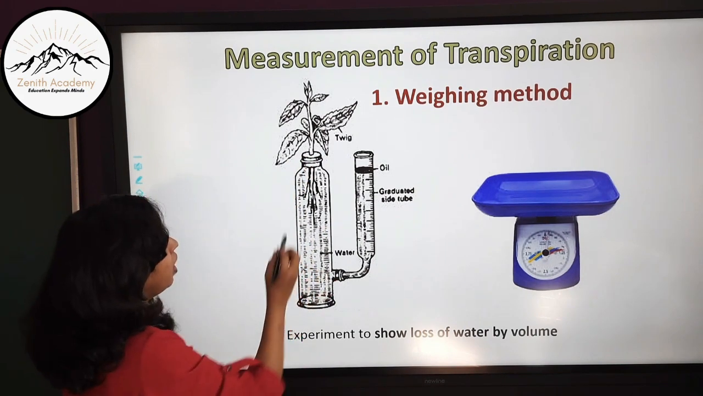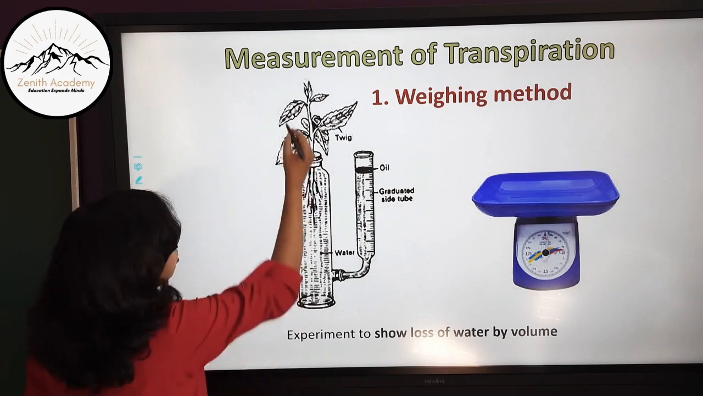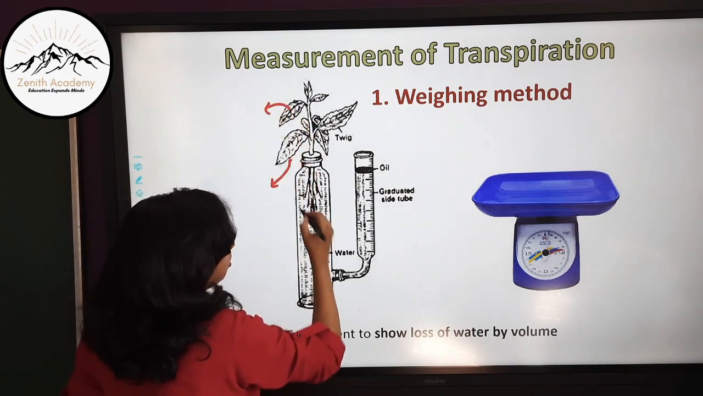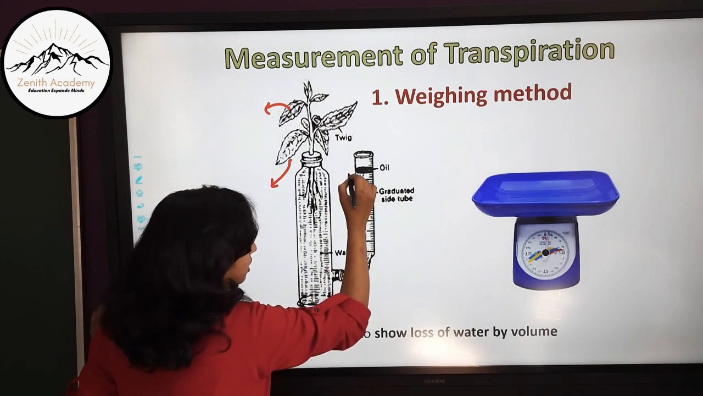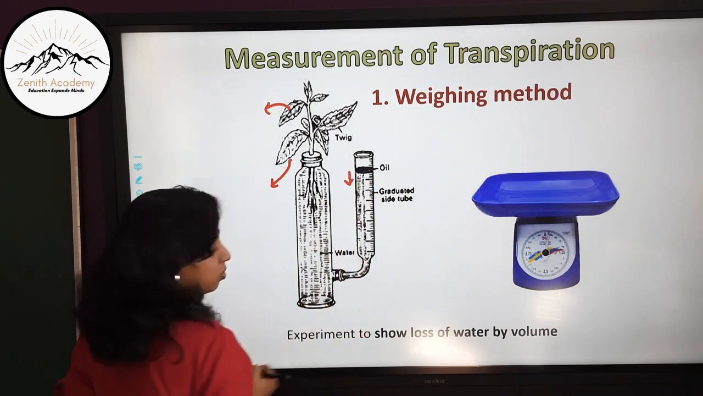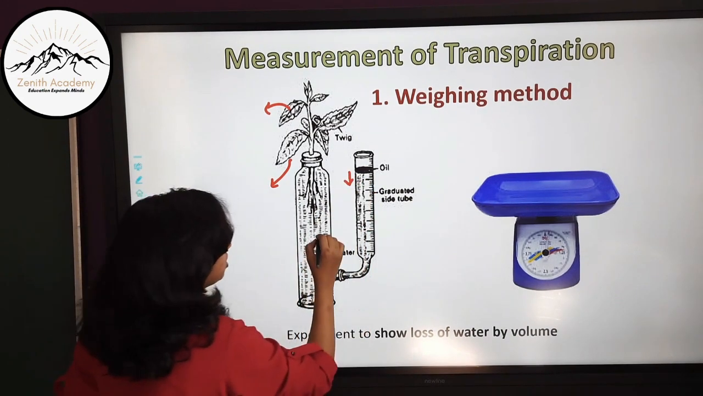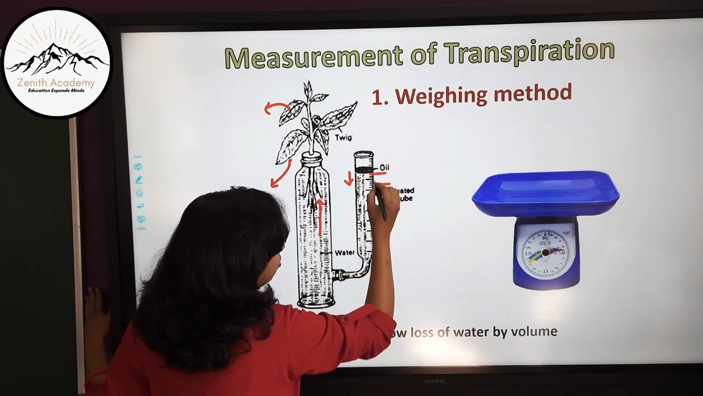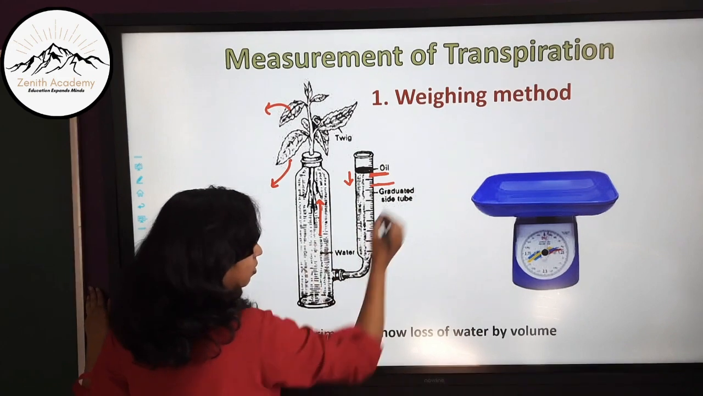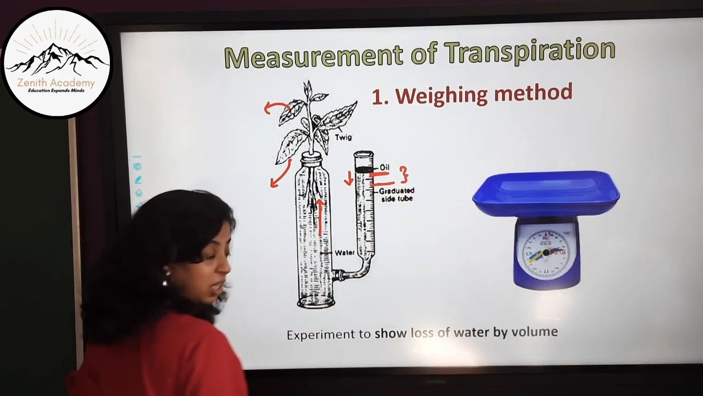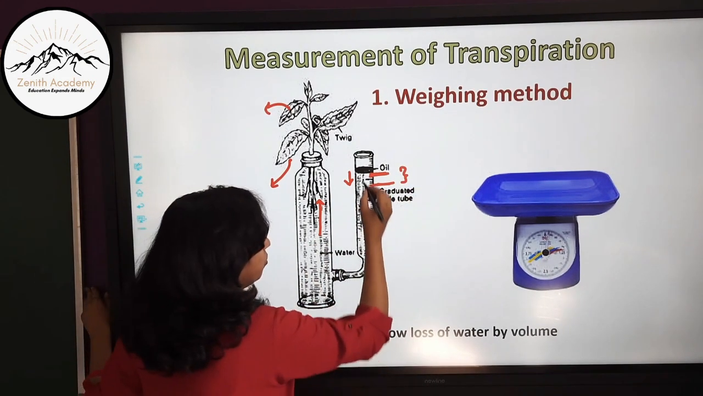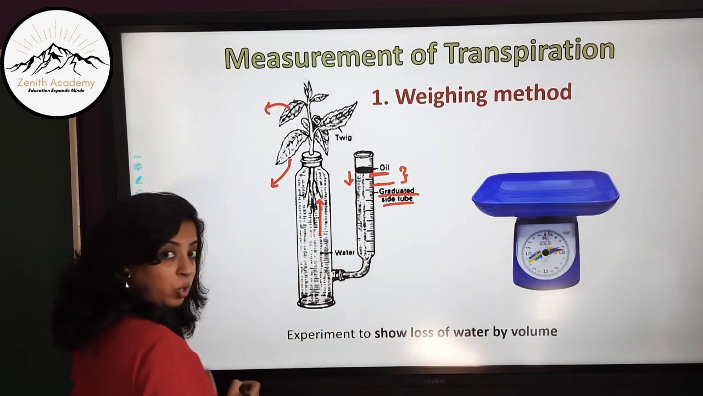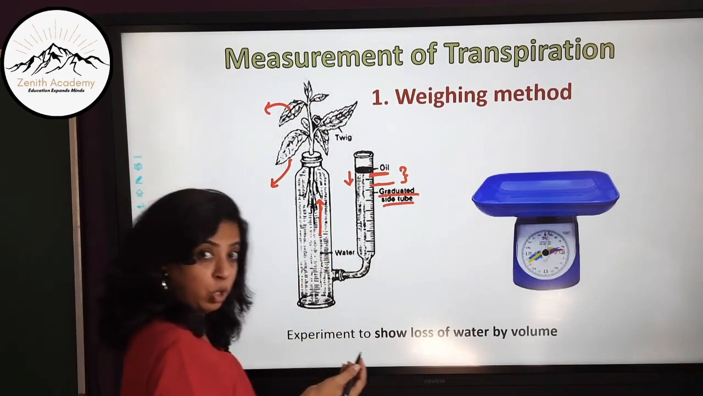Now what will happen? Transpiration will occur. So some water will be lost from the leaves. Once water is lost from the leaves, this level will go down, because there will be a suction force created and this water will go down. You can note down the initial and the final level. And in volume, you see this is a graduated side tube, so you can read the loss in water in volume.